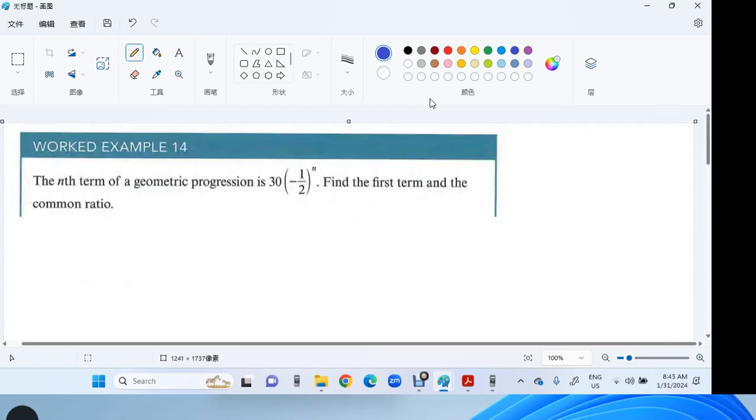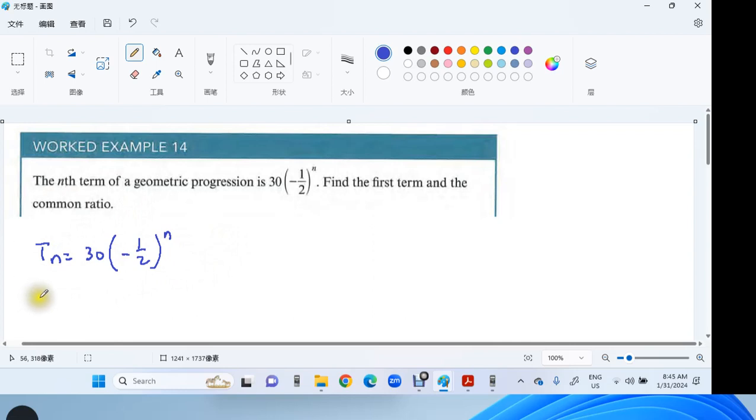Okay, so example 14. The n term of a GP is this one. So this is something different from what we have before this. The question gives you a formula and tells you that this is the n term. Okay, so they want us to find the first term and the common ratio.